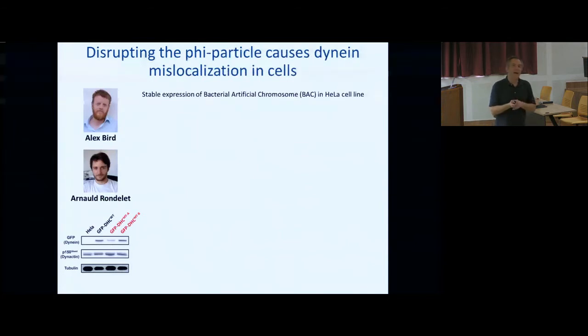So to get at that, we worked with Alex Bird and his postdoc, and they can express the whole dynein heavy chain gene on a bacterial artificial chromosome, and it's GFP tagged, and they also made for us mutations that we made for our in vitro work. And they made two different clones, and you can see that both of these express at roughly similar levels, and the levels are quite low, so they don't disturb the cell too much.